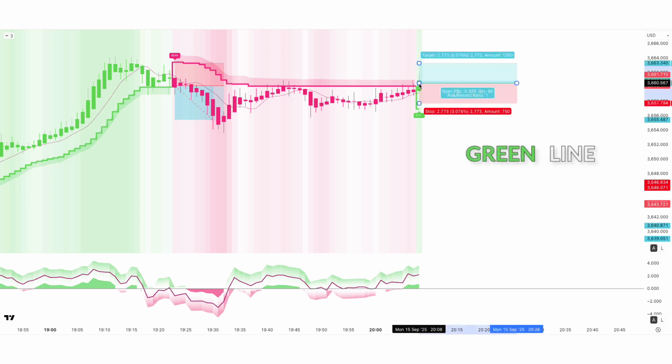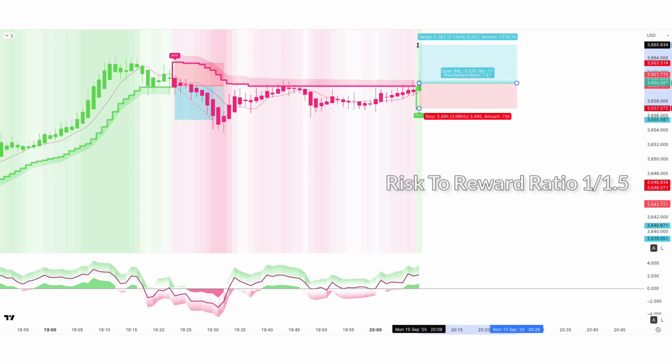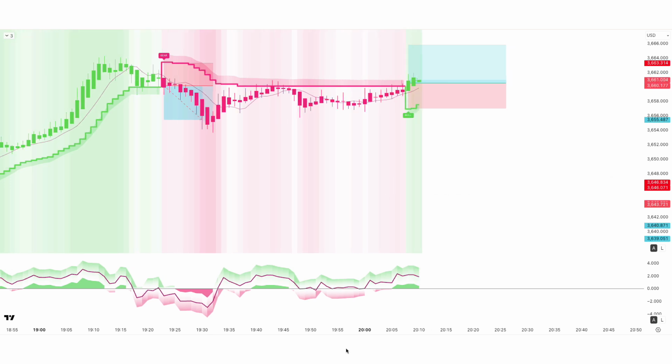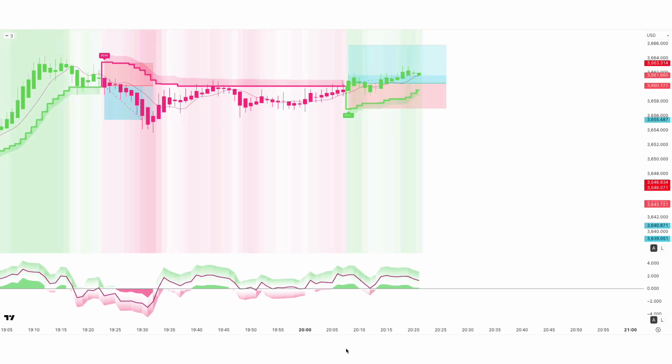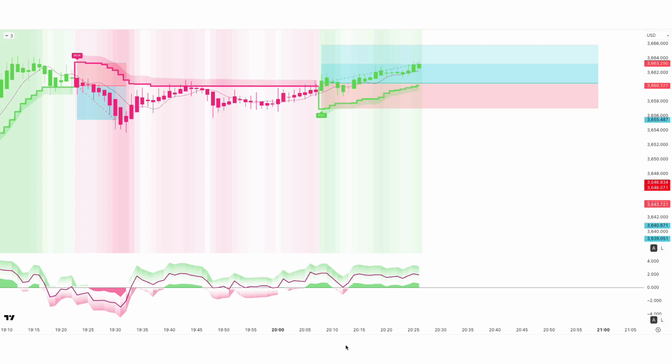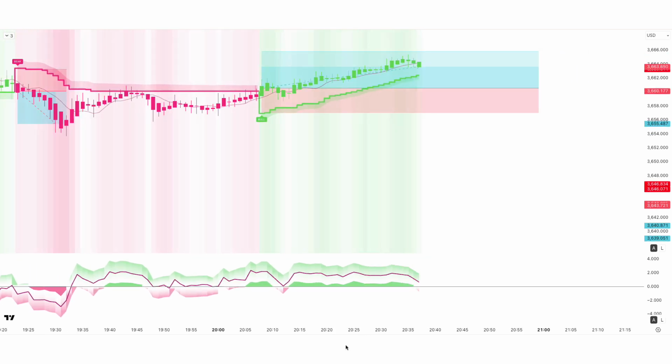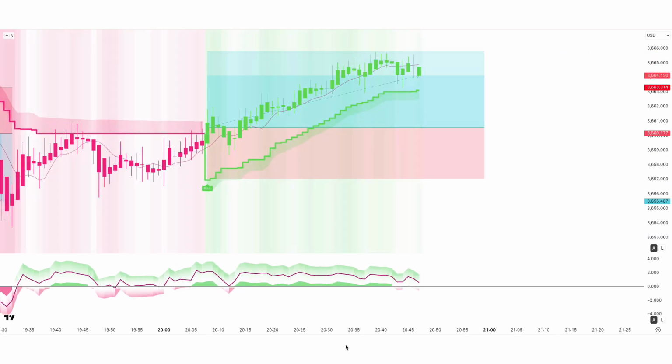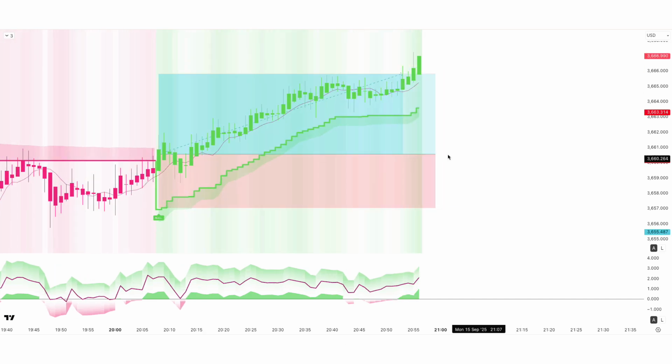Our stop loss is to be placed at the green line. And the risk to reward ratio will be 1:1.5. Let's see what happens to our trade. Our trade is running in profit. We have won the trade.